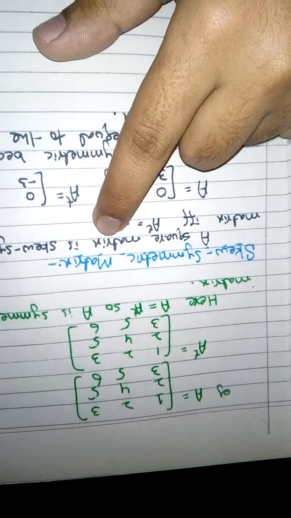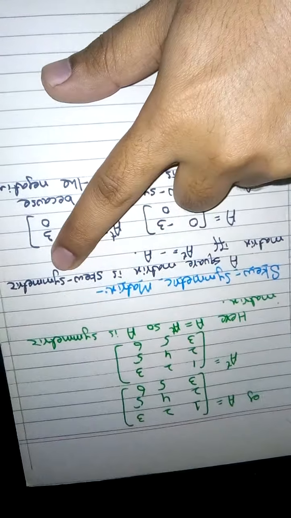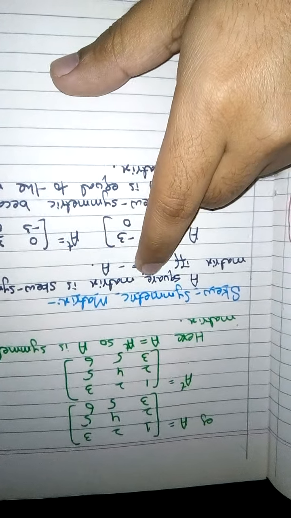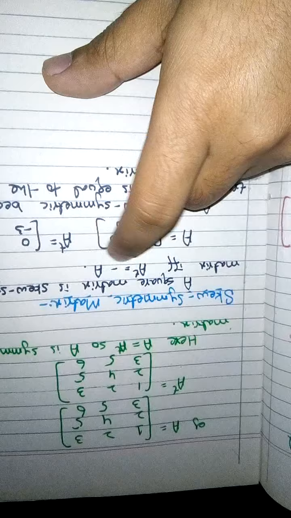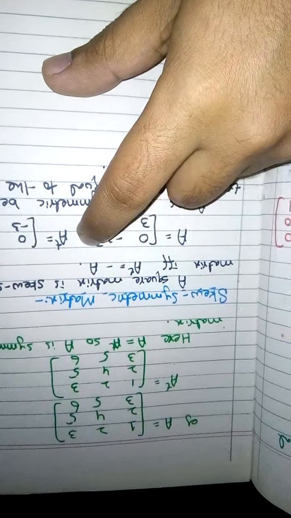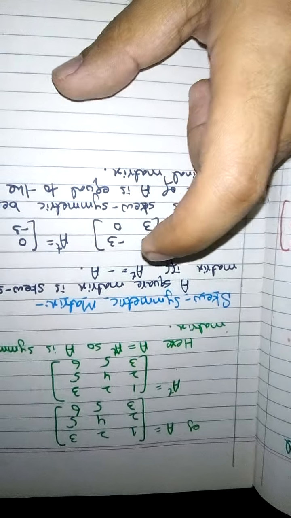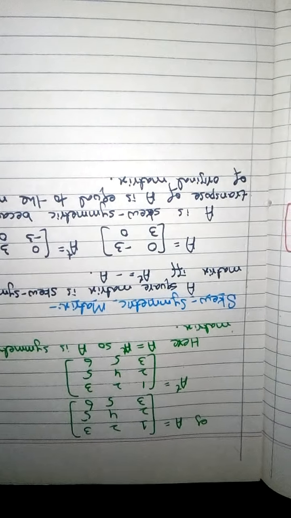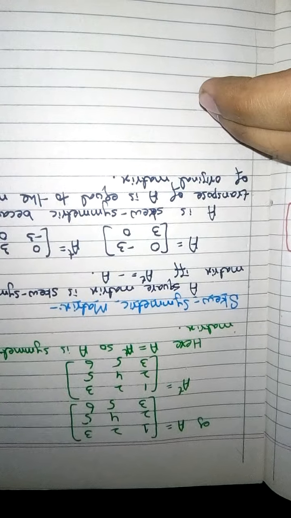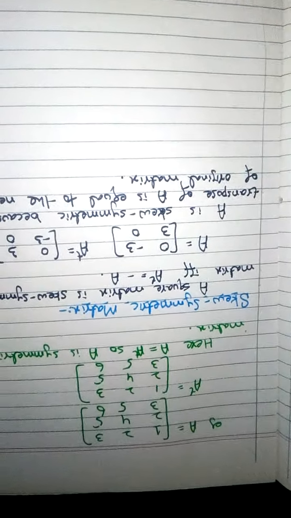Now, what is a skew symmetric matrix? A matrix A is skew symmetric if and only if the transpose of the matrix is equal to the negative of the original matrix. That is, the sign of all elements must be changed. If the first element is positive, then in the transpose it must be negative. The number is the same but with a negative sign.